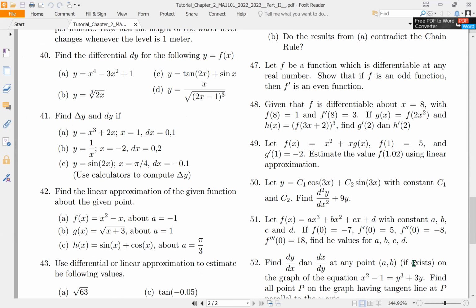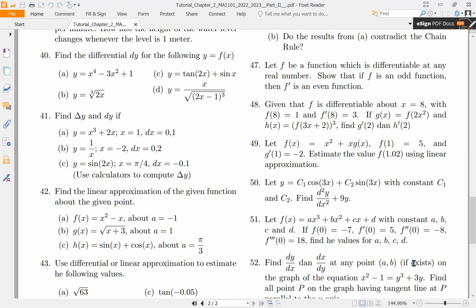For example, 40b, y equals the cube root of 2x. Just simply write it as 2x to the power 1 over 3. Okay, and then its derivative is 1 over 3, 2x to the power minus 2 over 3, and then multiplied by the derivative of 2x, namely 2. So I have 2 over 3, 2x to the power minus 2 over 3, and that's the derivative.